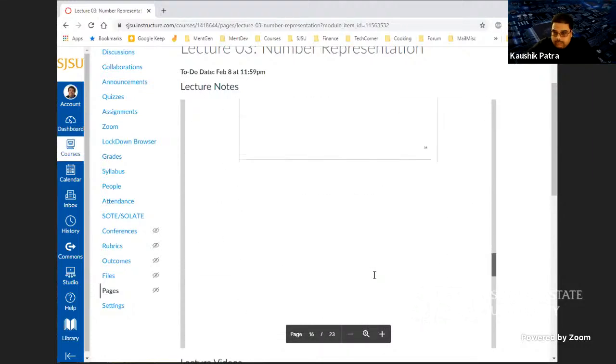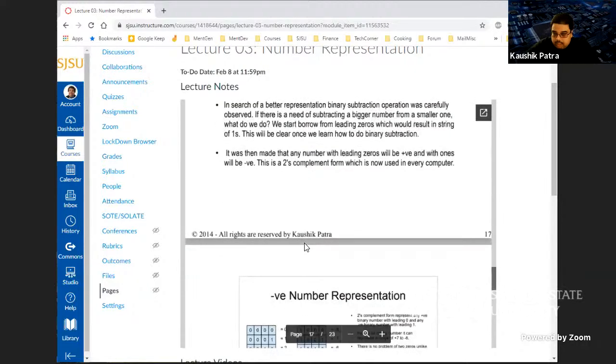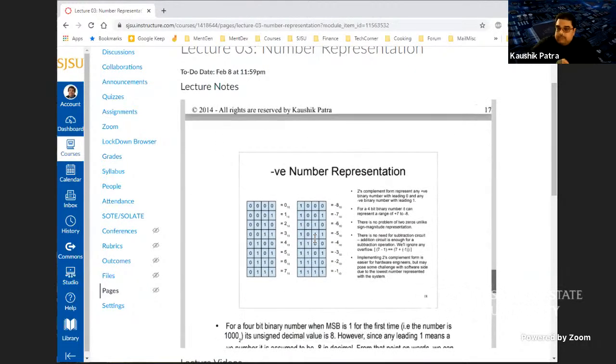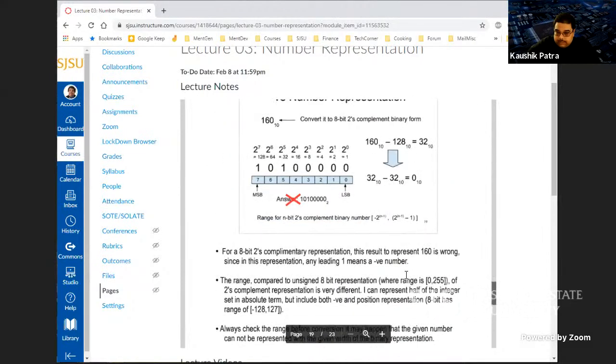And then the negative number representation. This is a very important concept. You need to pay more attention here to know how negative numbers, especially negative integers, are represented in the computing system using 2's complement form. It is very important to understand, because we'll use this concept later in building up the arithmetic logic unit. Especially the adder and subtractor logic circuits will use this concept very much. So please pay attention to this representation as well.